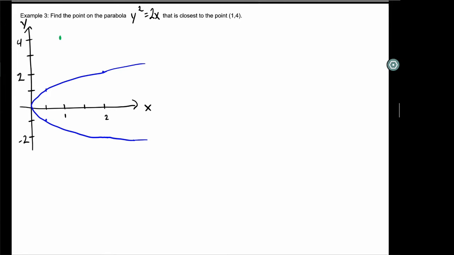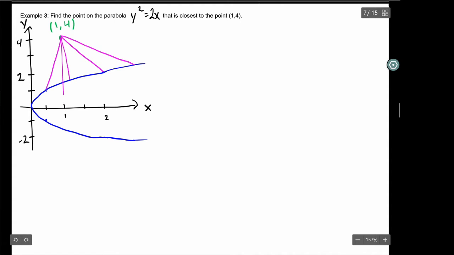So what we're looking for is, what point on the blue parabola here is closest to this point? So how do we measure that distance? Well, we're sort of trying to measure the lengths of these lines here. Which one of those pink lines is the shortest? Let me re-emphasize the dot there.